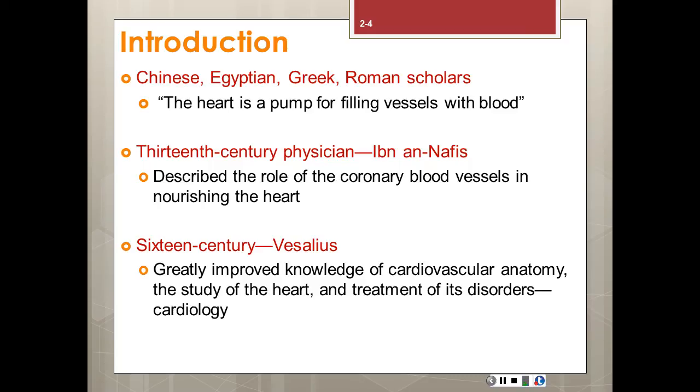Then in the 3rd century, they started realizing that the heart actually gets nourished by various blood vessels. Not only does it pump blood, but it also gets blood. The heart doesn't only pump blood to the various organs and tissues, it also receives blood. By the 16th century, they've had a great improvement dealing with the cardiovascular anatomy, and started dipping into various diseases and treatments for the cardiovascular system.